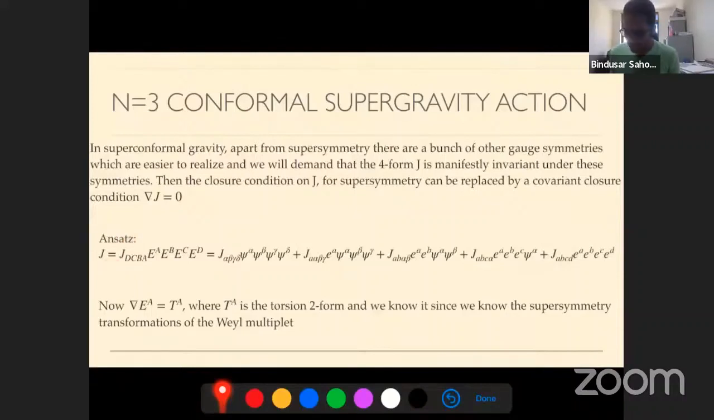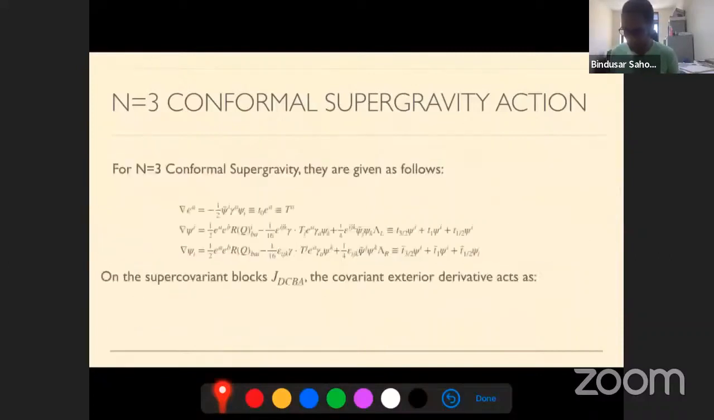Its action on the super vielbein is well known if you understand the Weyl multiplet, because that is given by the super torsion 2-form. This we know because we understand the Weyl multiplet, and this is the result for the action of the covariant exterior derivative on the vielbein 1-form and the gravitino 1-form. So these are given. These are all 1-forms, and the wedge product is implicit in these equations.